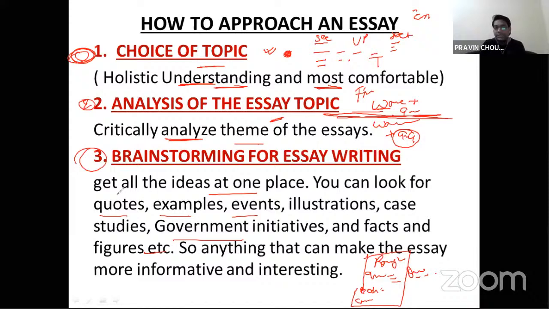It is not enough to put in all the content and information if you are not arranging it in a proper manner. That will be a waste of time, and you will not be able to achieve good marks. It is like a representation of your case, how you present your case in your essay. Anything that can make the essay more informative and interesting. You should engage your examiner while reading the essay.